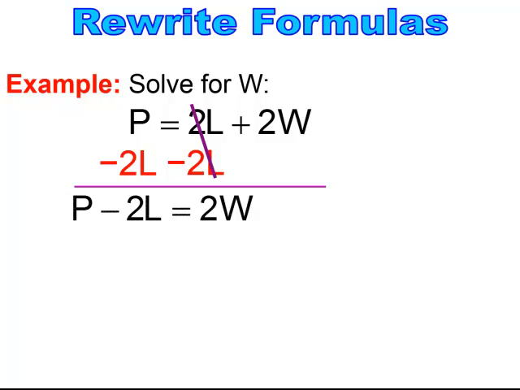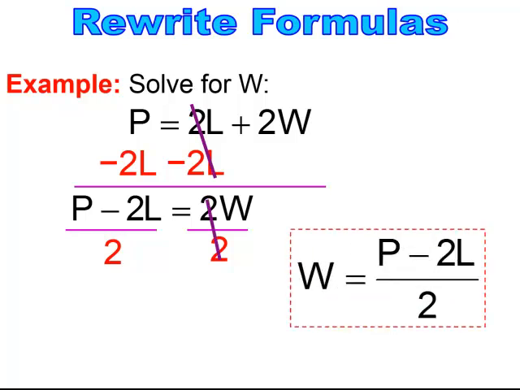Now I end up with P minus the 2L equals 2W. Now I need to remove the 2 that's attached to the W, and that is multiplication, so the inverse operation would be division. Make sure that you divide the entire side, the capital P minus 2 capital L, by the 2 so that you have the correct formula. So our formula for W will equal capital P minus 2L all over 2.